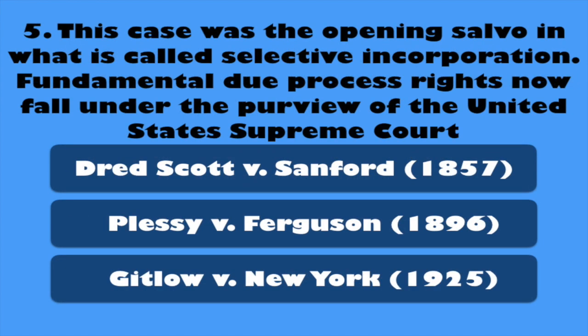Question number 5. This case was the opening salvo in what is called selective incorporation. Fundamental due process rights now fall under the purview of the United States Supreme Court. Dred Scott, Plessy, or Gitlow. Selective incorporation had its beginnings in 1925 with the case Gitlow v. New York. It incorporated free speech to all states.